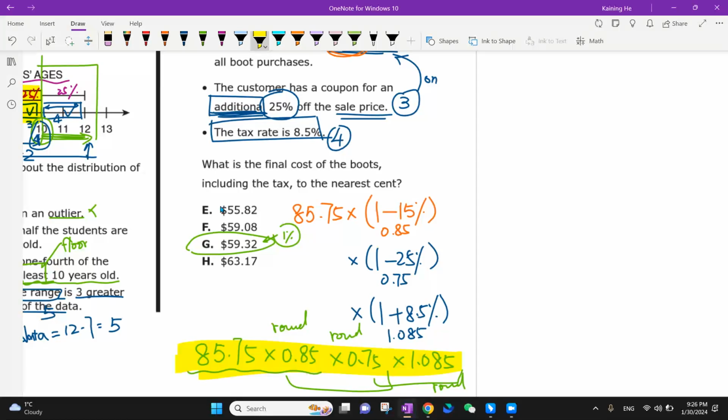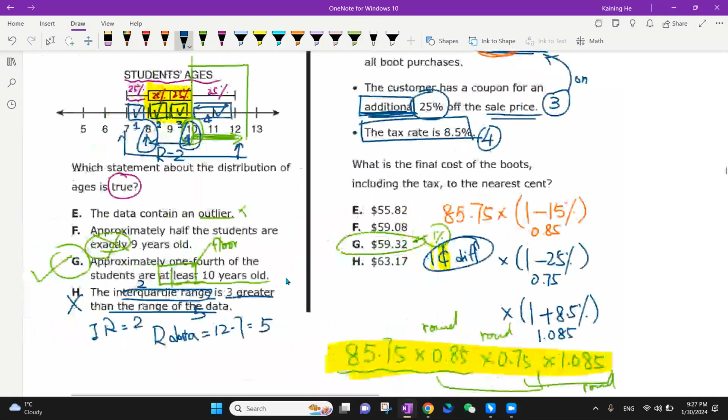But in here, if you are actually solving it step by step, it's perfectly okay to round at each step. So that's why we're going to have the 1 cent difference. 1 cent difference is perfectly okay. So this is just 1 cent difference. It's perfectly fine. Okay, so let's take a look at the next one.